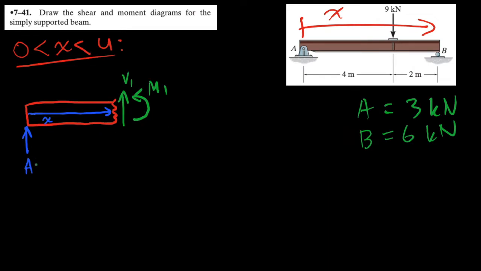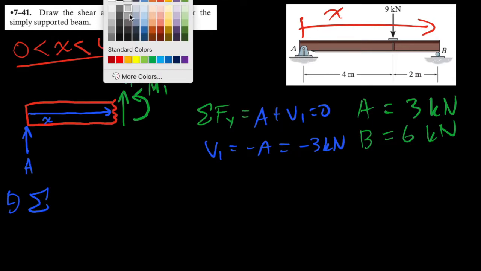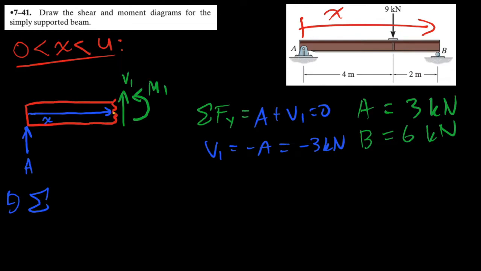Now let's solve our beam diagram here for x is 0 to 4, and our summation of forces in the vertical direction is going to be A plus V1 is equal to 0, which shows that V1 is equal to negative A, which is negative 3 kilonewtons. Now let's solve the summation of moments, and let's do this about point O. So I'm going to define with a yellow color point O here. So here will be our point O.